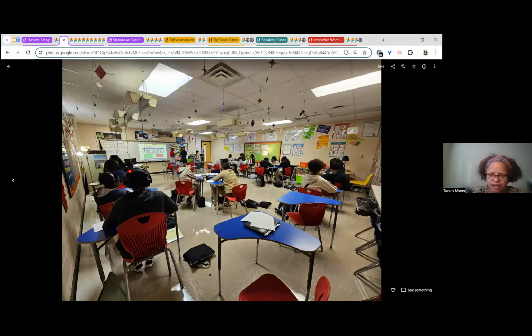So the listening stations right here. These desks, notice they're all facing one way and then one behind the other. And when the students come into class and sit down, I'll tell them, don't sit with your buddies because I'm going to move you anyway.